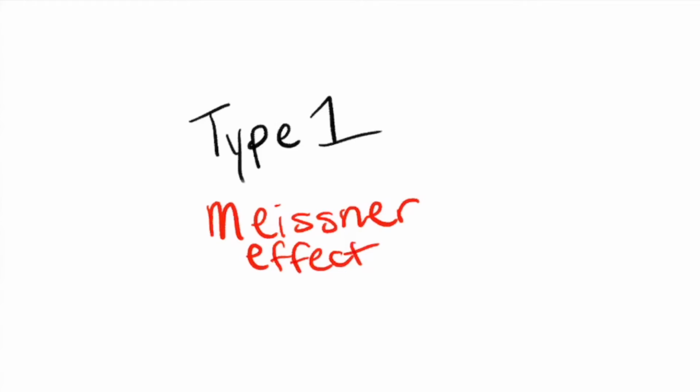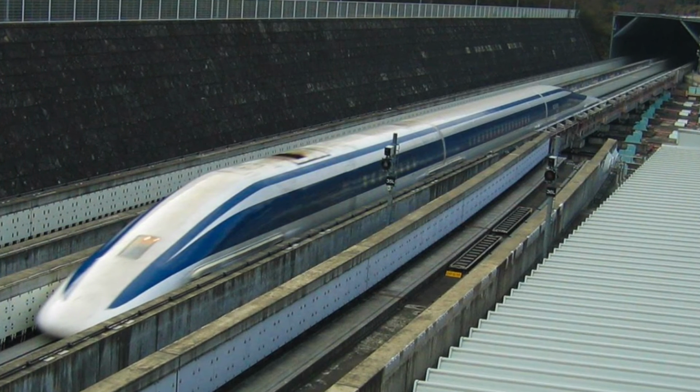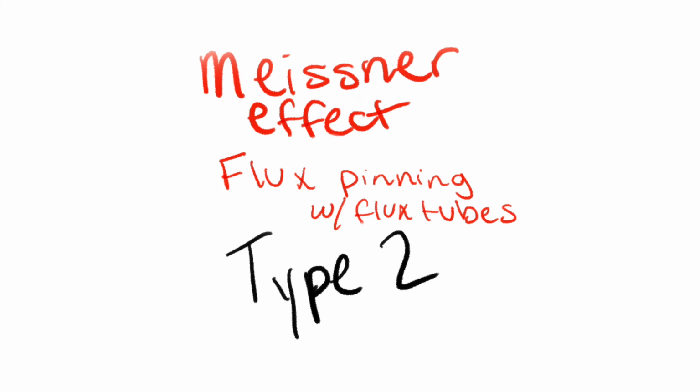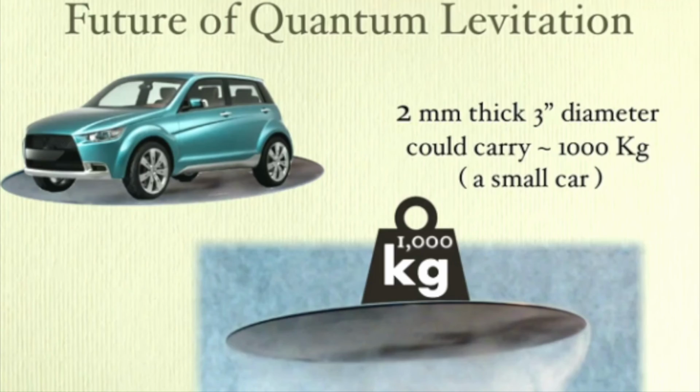Type 1 superconductors are well known for their use in transportation, like levitating magnetic propelled trains developed by the Central Japan Railway Company. Type 2 superconductor applications are less developed, but as technology evolves and discoveries lead to higher critical temperature values, something like flying cars might be possible in the future.